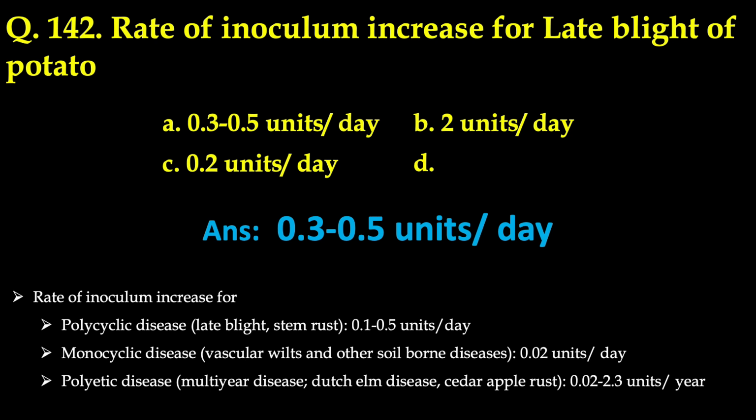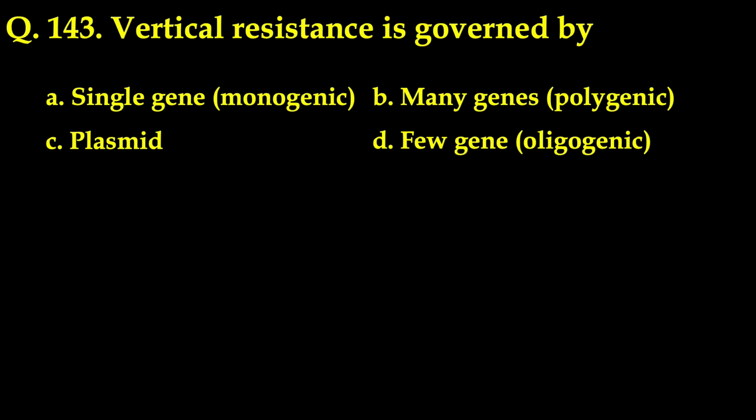On the other hand, for monocyclic diseases like vascular wilt and other soil-borne diseases, it is 0.02 units per day. And in case of polycyclic diseases like multi-year diseases, as for example Dutch elm disease, cedar apple rust, etc., the rate of inoculum increase for such type of disease is 0.02 to 2.3 unit per year.